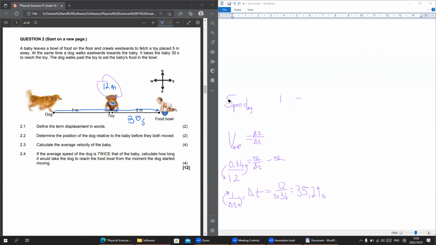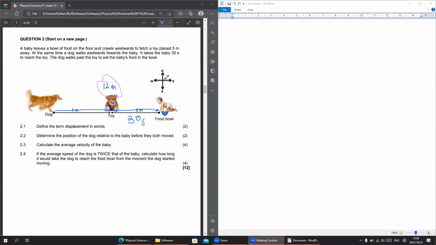No. So basically in this question, you're only required to use the velocity equation. And sometimes they might give you a question where you have to calculate the displacement. I don't think it's going to be that difficult when you have the time and velocity.